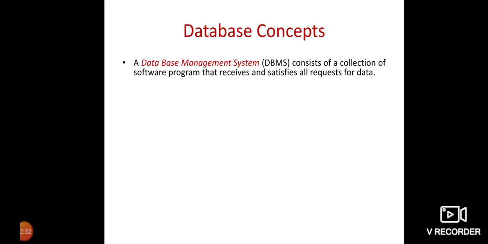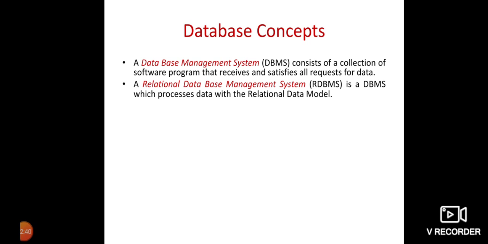A database consists of a collection of software programs that receives and satisfies all the requests that are coming for the data. There is a difference between what is called RDBMS and DBMS. RDBMS applications store data in tabular form, whereas DBMS stores data in a file. Every value stored in a relational database, you can access it.